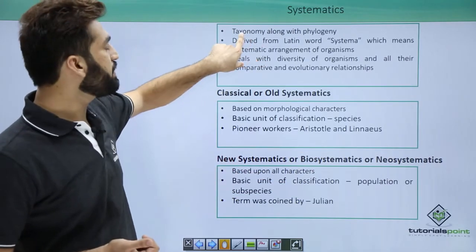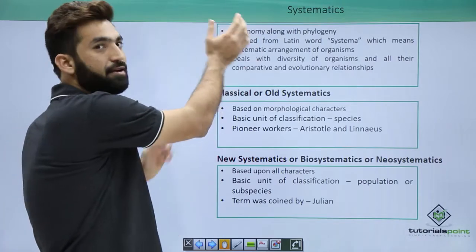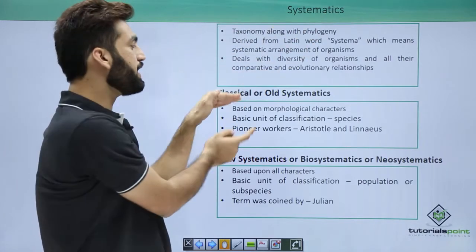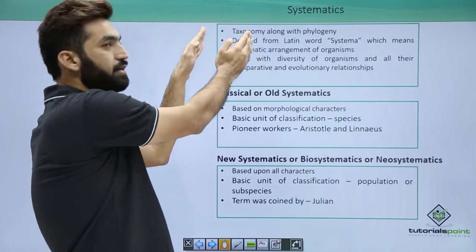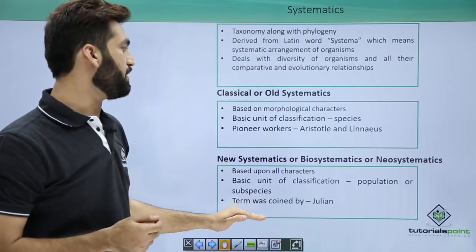So when we talk about the combination of taxonomy and phylogeny, it is systematics, not taxonomy. If it is morphotaxonomy plus phylogeny, it is classical systematics. Taxonomy dealing with all characters plus phylogeny is neo-systematics.